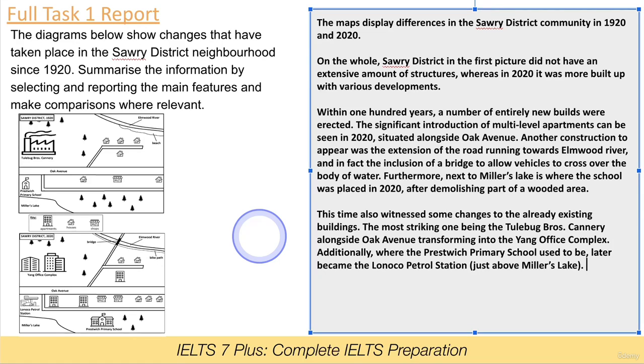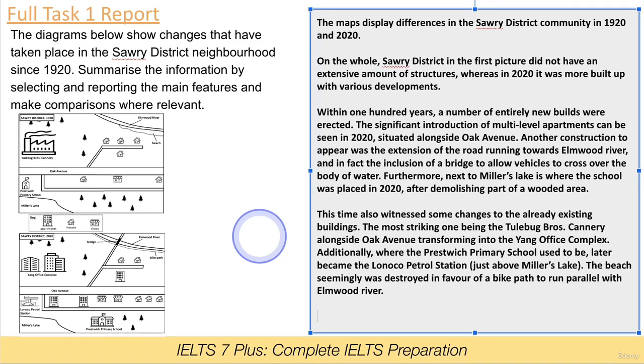Now we can just finish off by talking about the beach and that turning into the bike path. So the beach seemingly was destroyed in favour of a bike path to run alongside or parallel to run parallel with Elmwood River. Okay, let's read this one back and see how we're doing.